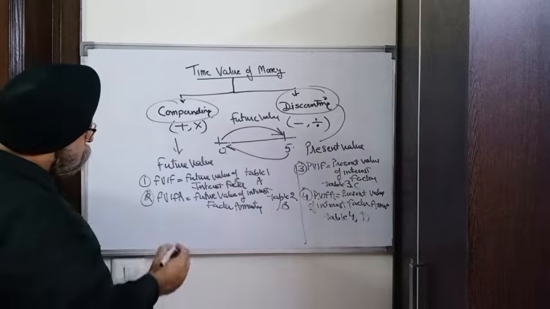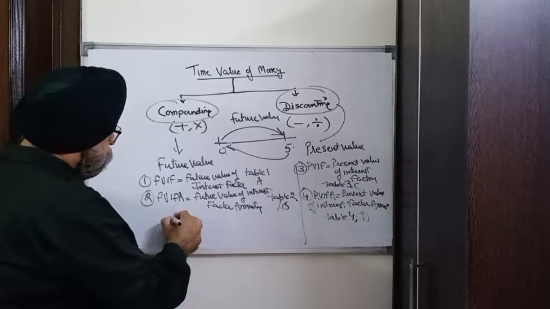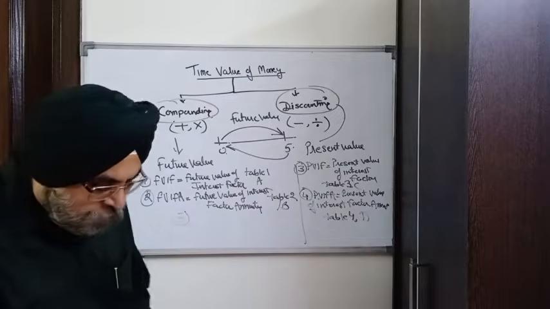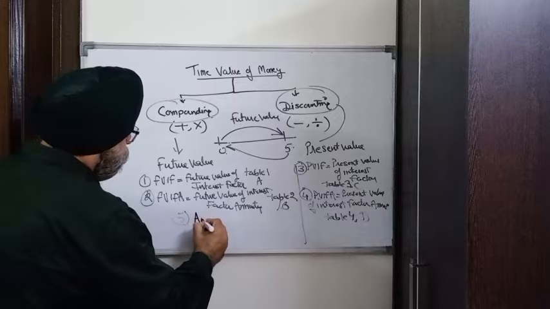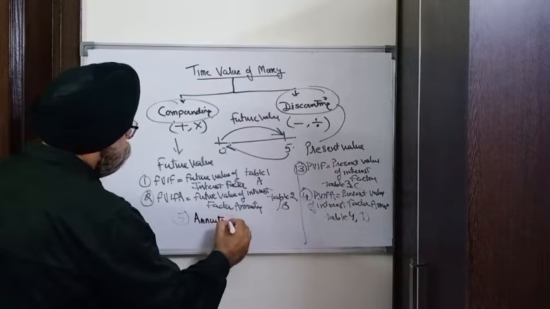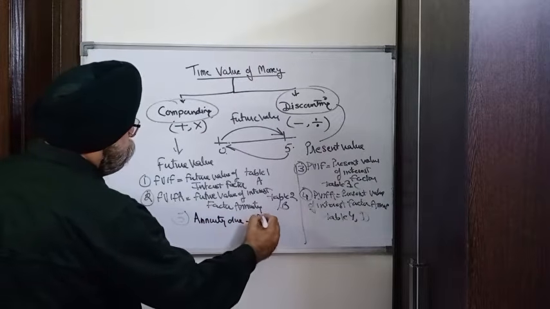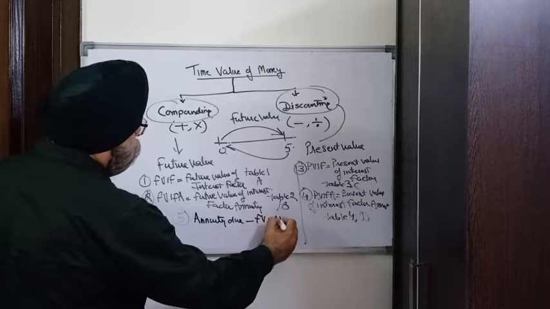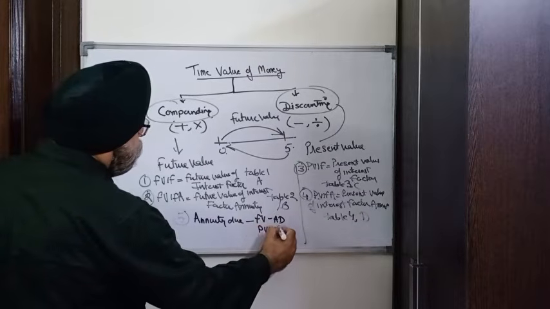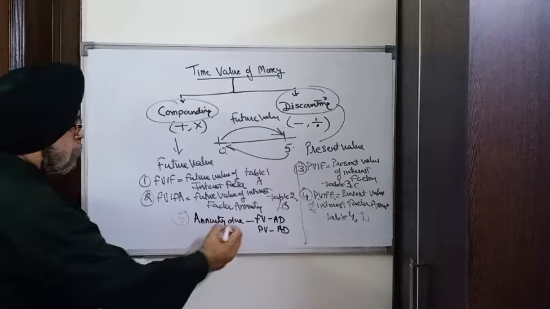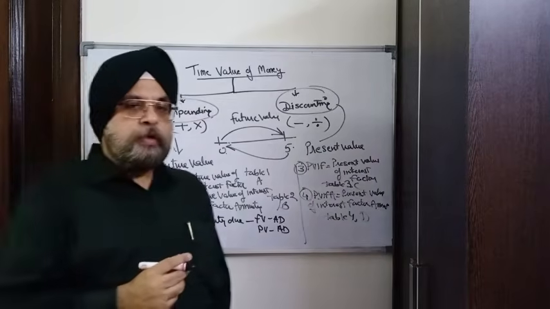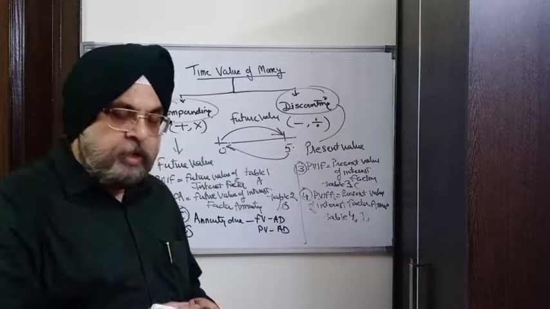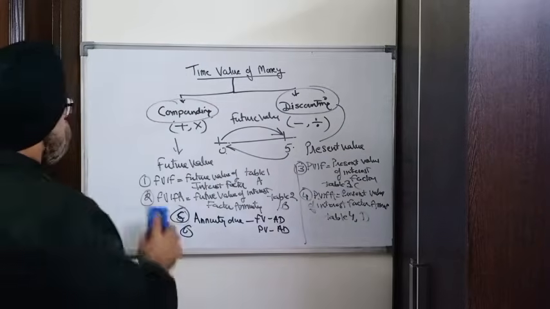Apart from these, we are also going to have the concept of annuity due, which is future value annuity due and present value annuity due. So these are the six concepts which we will cover in our time value of money. I am starting with the first topic, which is the future value.